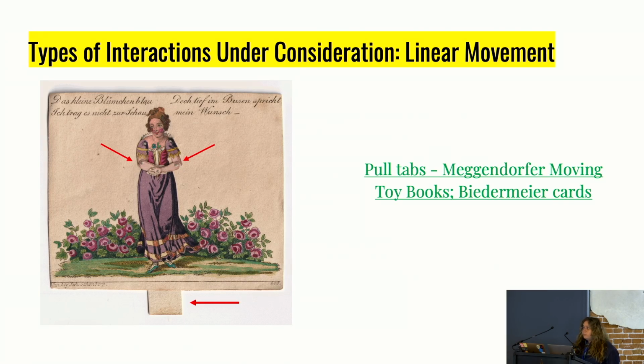The third and final movement we've identified, for now at least, is what we are calling linear movement. This form of interaction often comes from pull tab mechanisms. Readers pull down or up or across using a tab that causes a corresponding element within the book to move. Makers like Lothar Meggendorfer, who made children's books in the late 19th century, made all kinds of pull tab-based paper mechanisms that paper engineers are still trying to figure out.